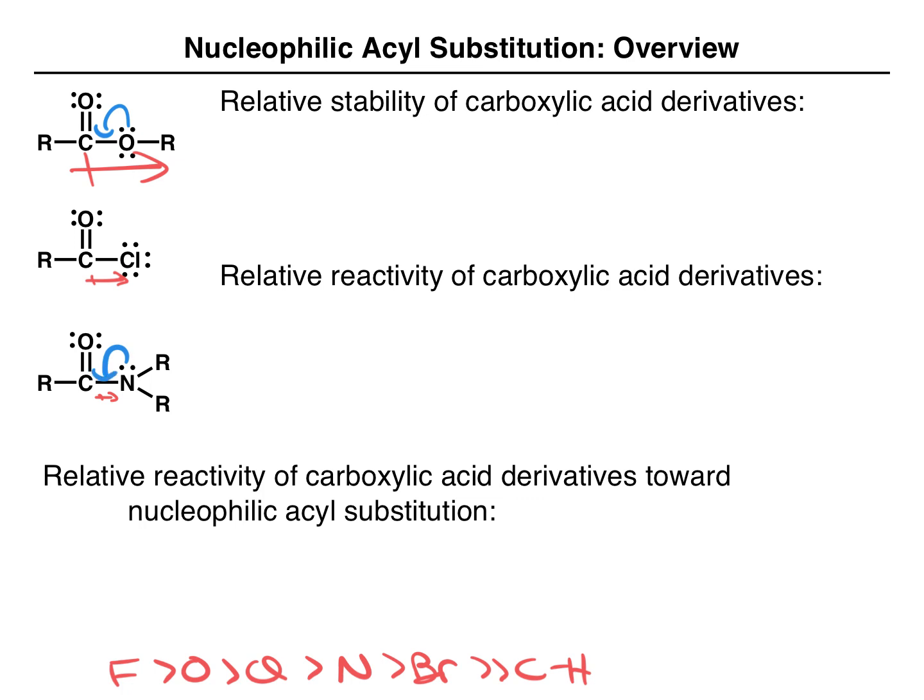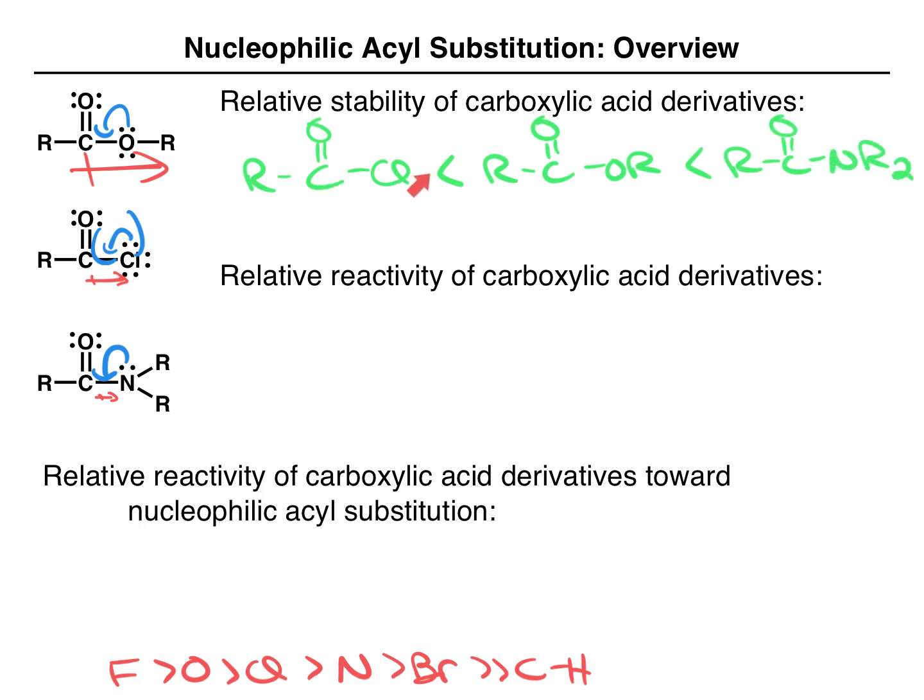Nitrogen is also pretty good at releasing electron density. Chlorine is not quite as good at releasing electron density by resonance. So when we think about the relative stability of the different carboxylic acid derivatives, we need to think about both inductive effect and resonance effect. And the result is that acid chlorides are the least stable, followed by esters, followed by amides.